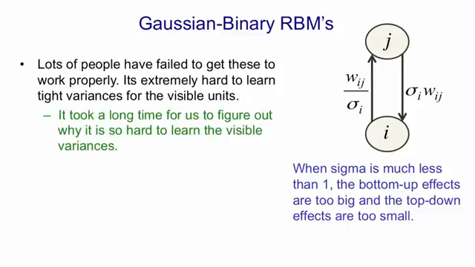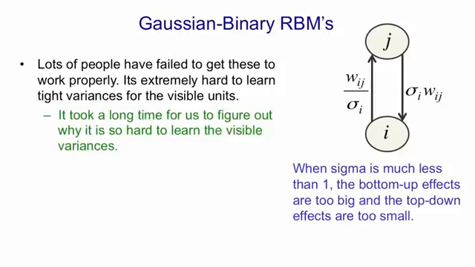The result is that we have a conflict where either we have bottom-up effects that are much too big or top-down effects that are much too small. And the result is that the hidden units tend to saturate and be firmly on or off all the time.